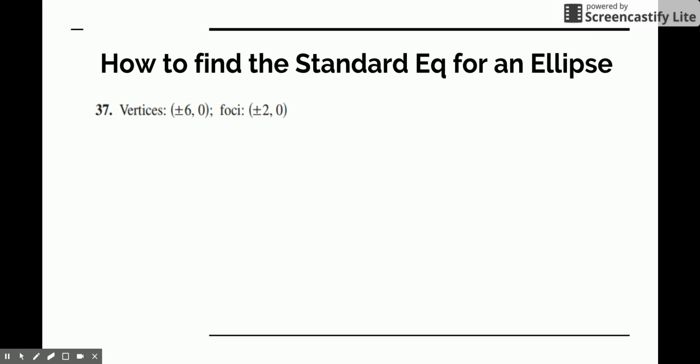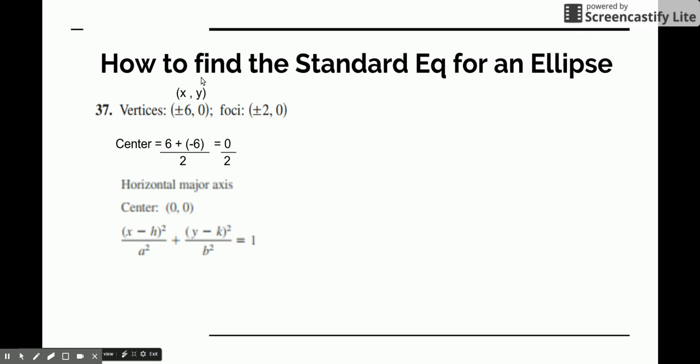All right, let's do our first problem. The vertices are plus or minus 6, 0, and the foci are plus or minus 2, 0. The plus or minus 6 is on the x side, which means it's going to be a horizontal ellipse. First, find the center, which is the two points of the vertices added to each other divided by 2, by the midpoint theorem, and that equals 0. The y is already 0 in both points, so the center is (0, 0), which means you can use this formula.